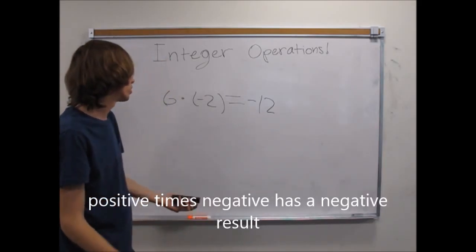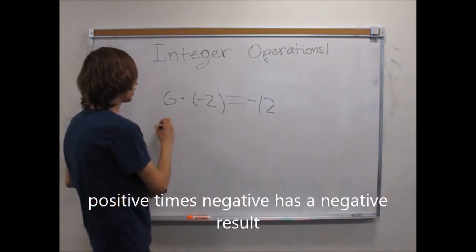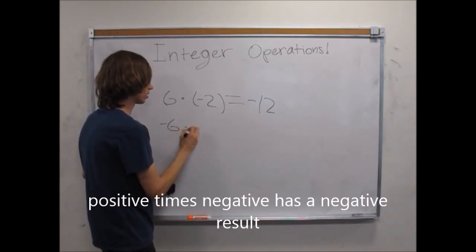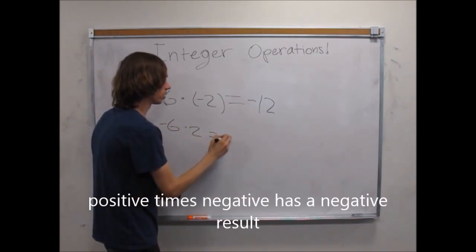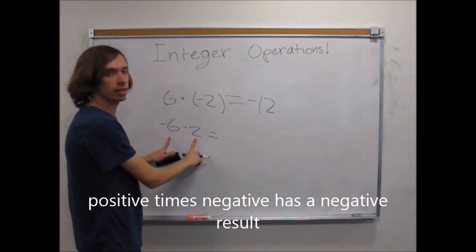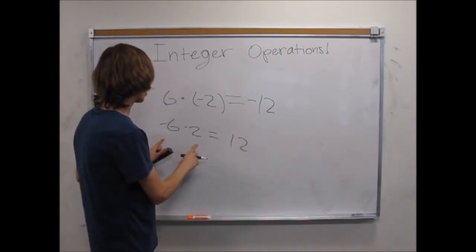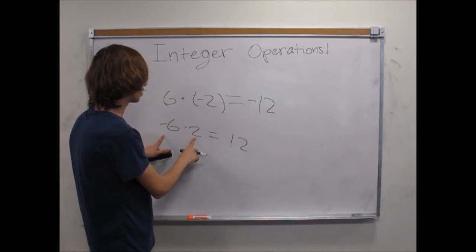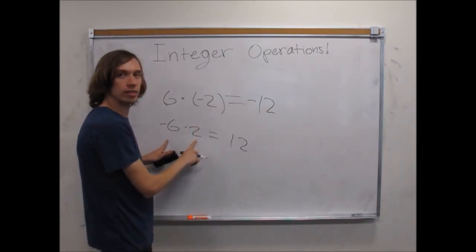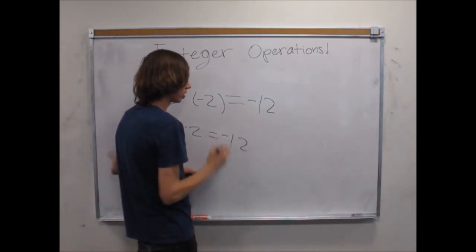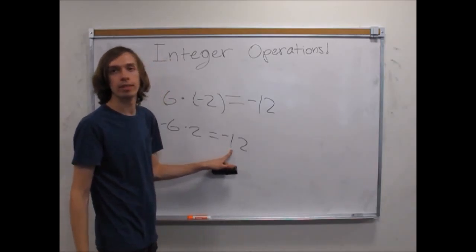And so, another example of that would be if you had negative 6 times positive 2. So here, still 6 and 2, so we're still going to have a 12 after we multiply them. And notice how we have a positive here and a negative here. So whenever you have a positive and a negative multiplied by each other, your sign is going to be negative.